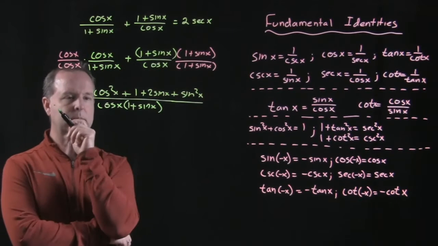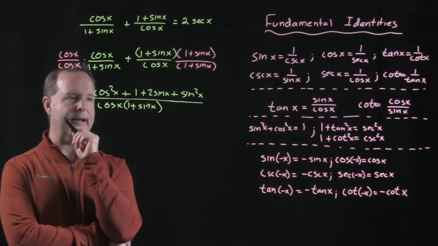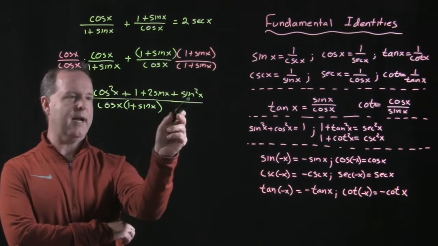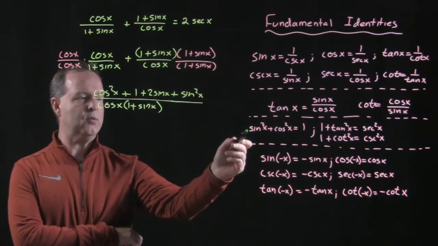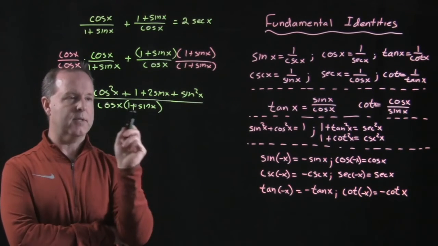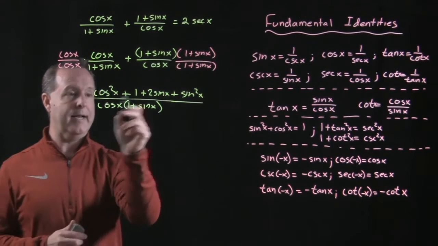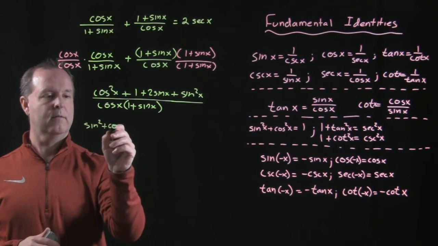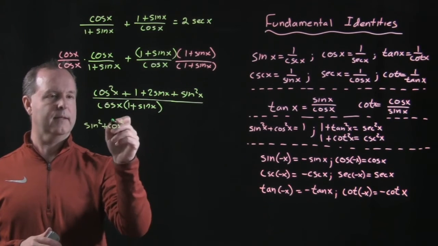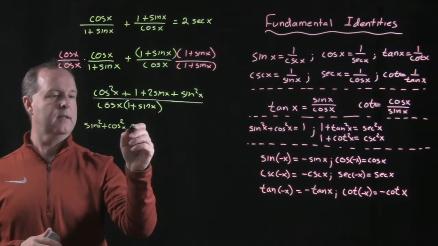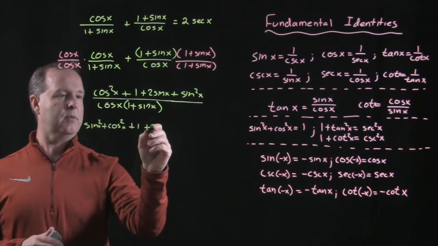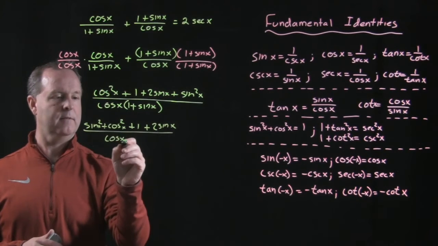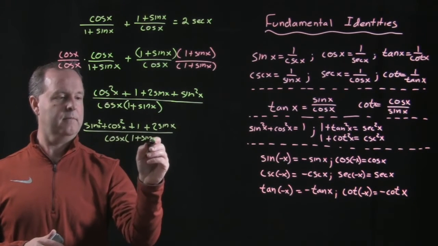All right, from there, I want to see if there's some way that I can continue moving forward. Every time I see a cosine squared, I'm always looking for a sine squared. And I have that because I love this relationship there: sine squared plus cosine squared equals 1. I see that, so let's combine those. So I have a sine squared plus cosine squared, sorry, I've dropped in the variables there, plus 1 plus 2 sine x all over cosine x, 1 plus sine x.